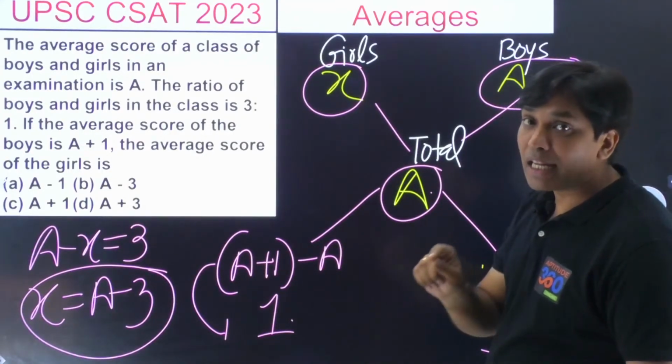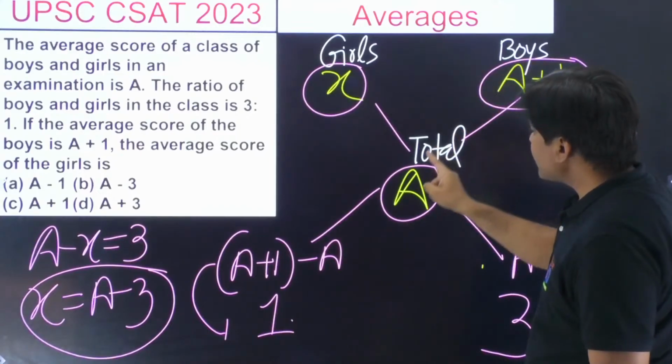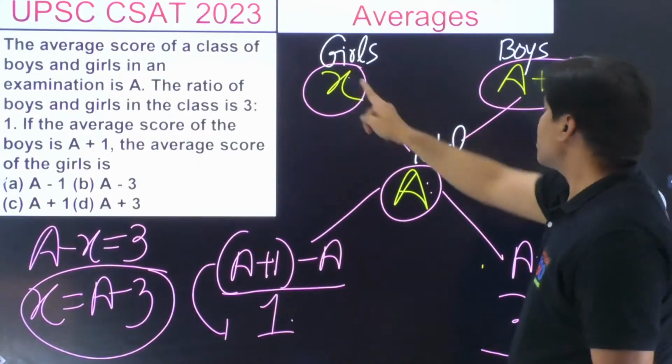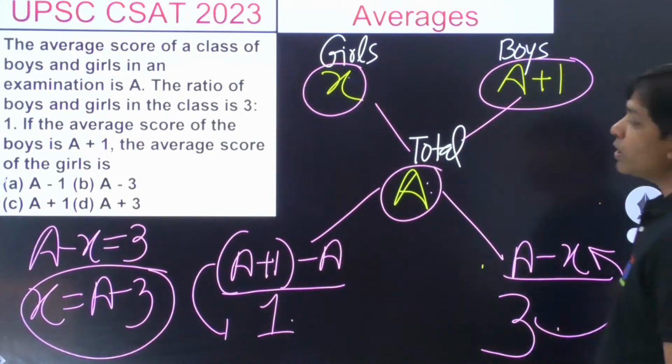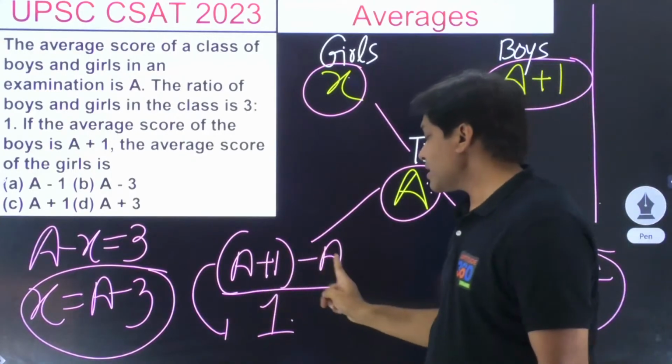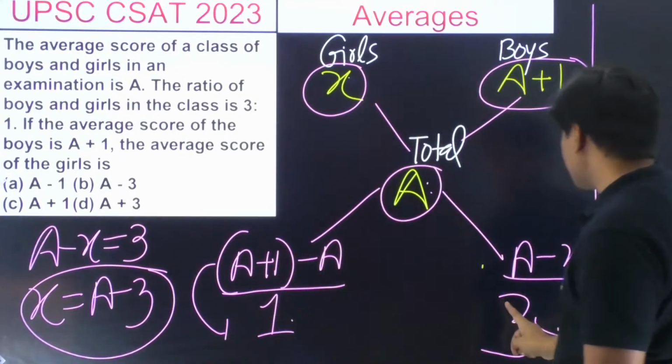How do we use the alligation method? This minus this we write here, which I have written, and this minus this we write over here. So what is the ratio? The ratio is, if you simplify this, this is 1, isn't it? And this is a minus 3.